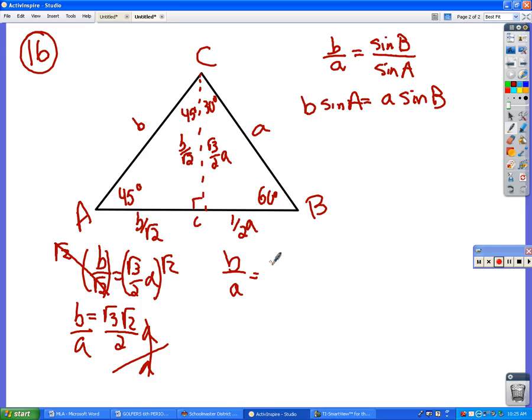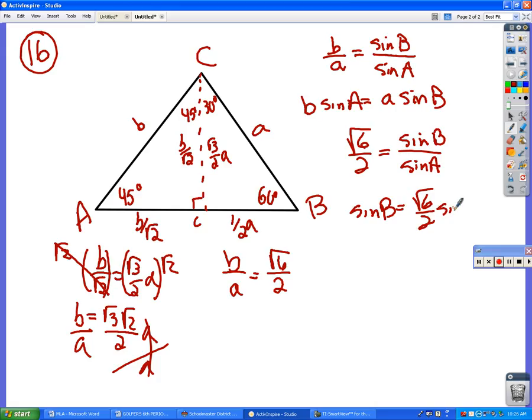root 3 times root 2, which is root 6 over 2. Okay, I'm just going to still go with it even though we lost the root 3 and the root 2 in there. So root 6 over 2 equals sine of B divided by sine of A. So B equals a function of A, so I'm going to solve this for B by multiplying both sides by sine of A. So root 6 over 2 sine of A.